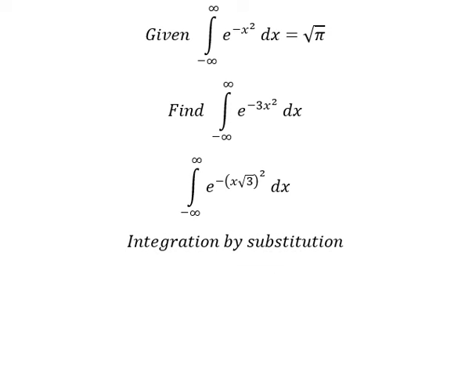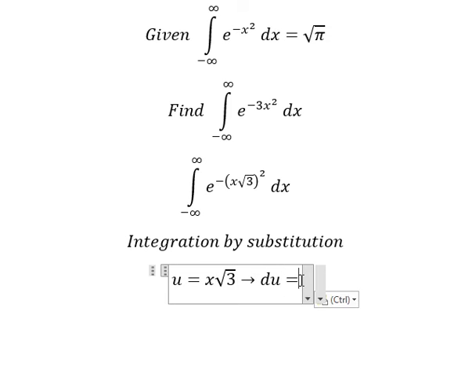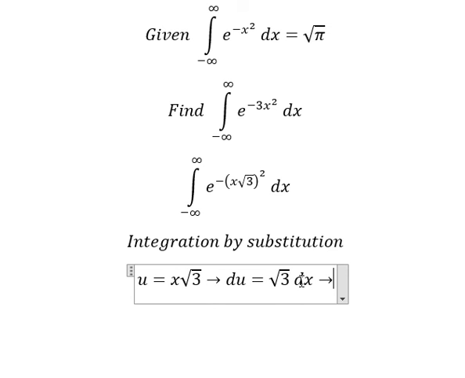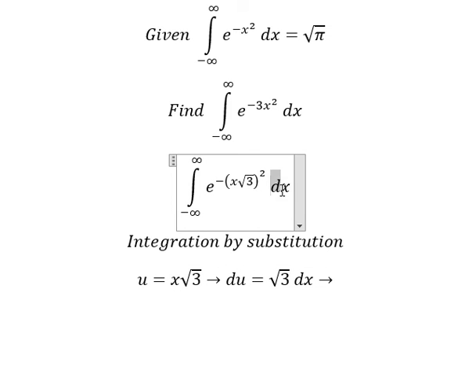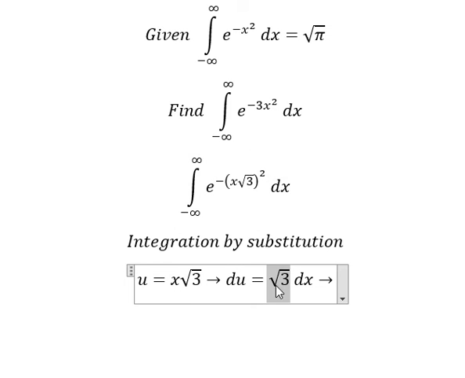So I will put u equals to this one. Later we need to first take the derivative of both sides, and we have like this. Because we don't have the square root of 3 in here, we need to divide both sides by the square root of 3.